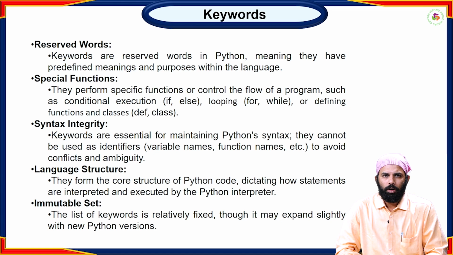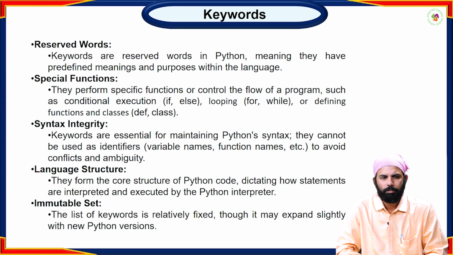If we talk about language structure, keywords form the core structure of Python code, dictating how statements are interpreted and executed by the Python interpreter. If an interpreter is going to execute the code line by line, it first recognizes which are the keywords used in the code and which are not, then it bifurcates them, and then it goes for the execution of that line of code in Python.